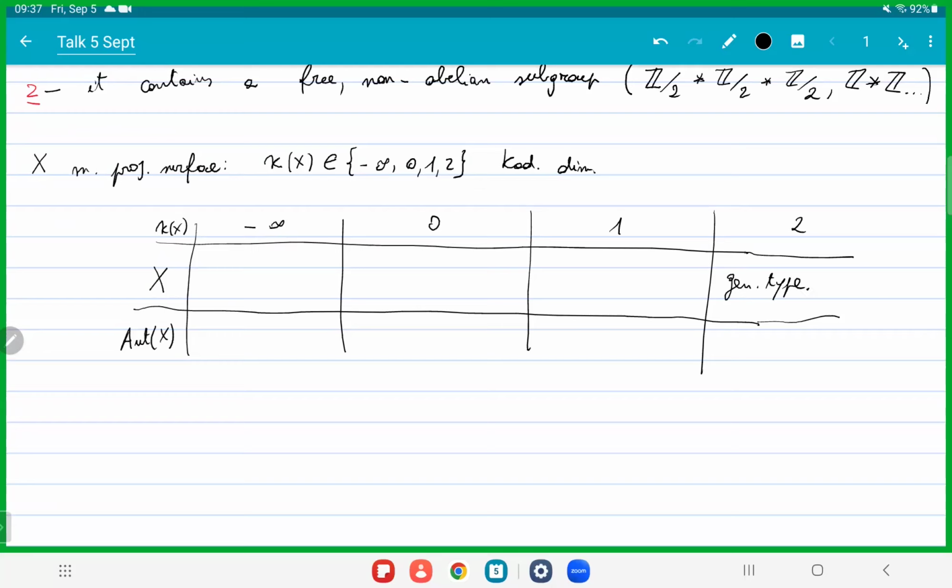And these are very complicated, but their automorphism group is finite. So very easy group. It doesn't get easier than this. Then we have Kodaira dimension 1. Here we have elliptic surfaces. I'll come back to elliptic fibrations in a bit, but maybe many of you already know what elliptic surfaces are.